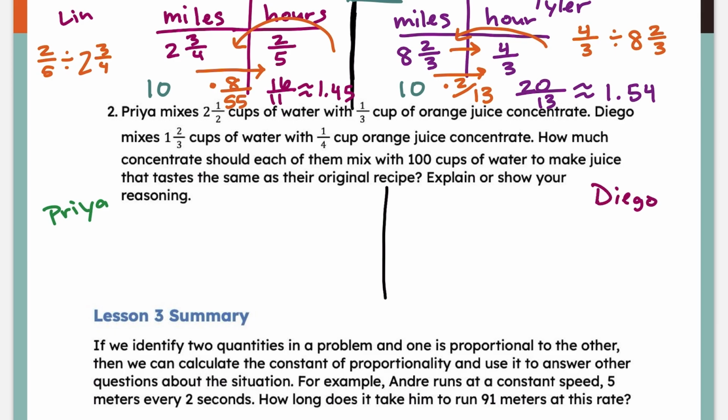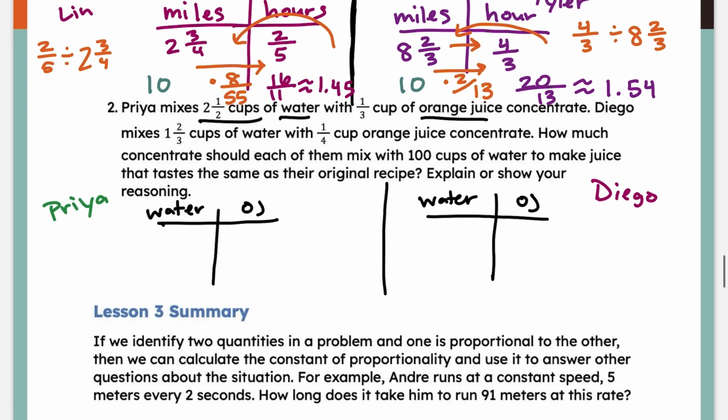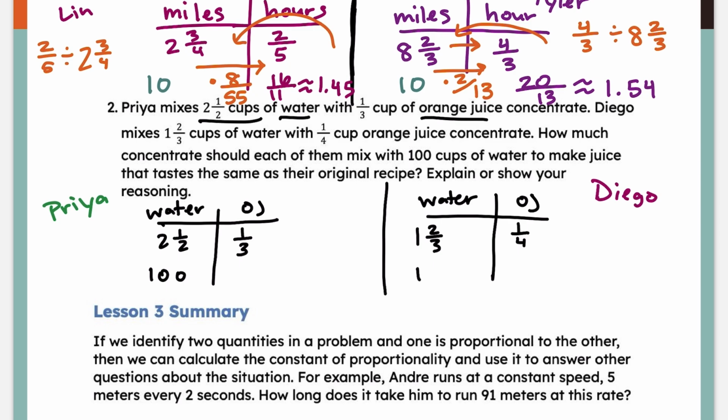I'm going to still set up my tables. And the information that I should be putting in the tables, we have water and orange juice concentrate. So water and OJ, orange juice. Priya mixes 2.5 cups of water with 1/3 cup of OJ. Diego mixes 1 2/3 cups of water with 1/4 cup of OJ. And we want to know, what if they each are using 100 cups of water?